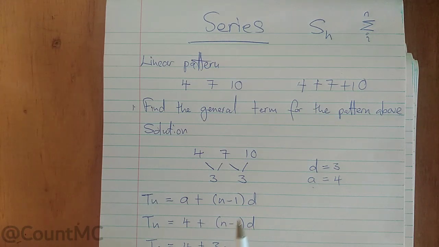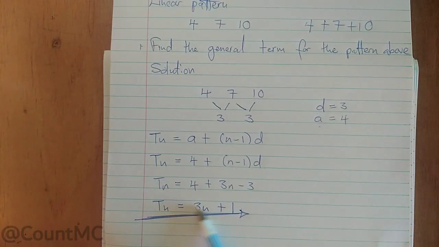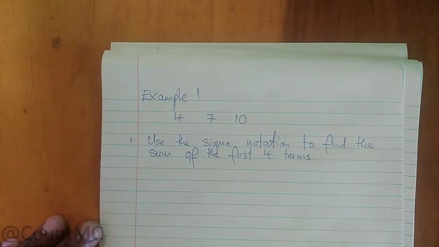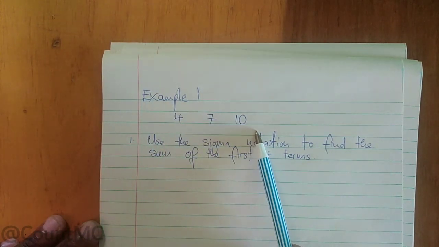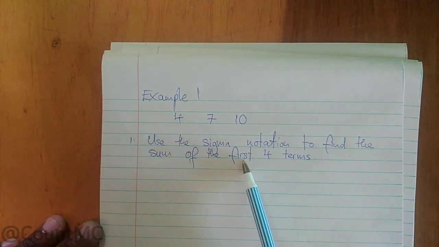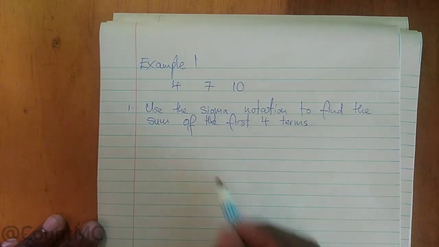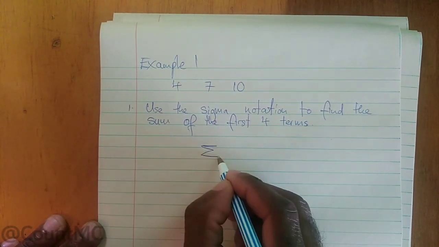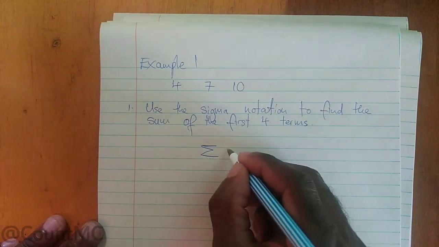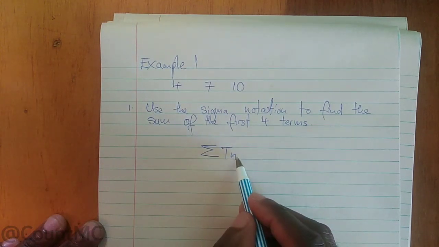We shall see. So when we started in the introduction, we had this pattern, and we said you can calculate its general formula to this. Now, in sigma notation, we'll be using this. Example 1, we have this pattern again. Use the sigma notation to find the sum of the first 4 terms. Now, you write your sigma sign. The first 4 terms, it means term 1, term 2, term 3, and term 4. Remember, next to sigma, you always write Tn.